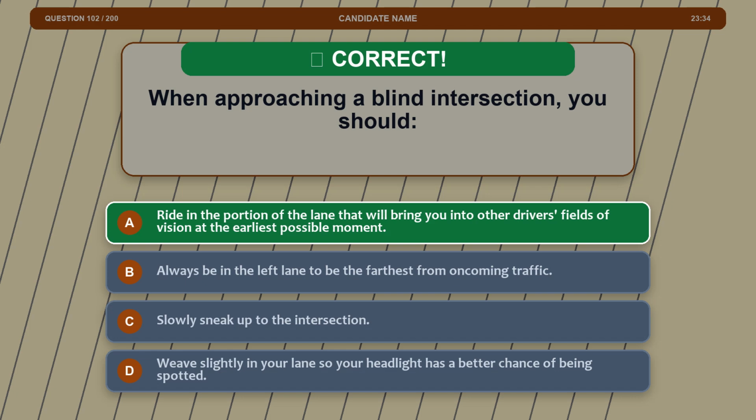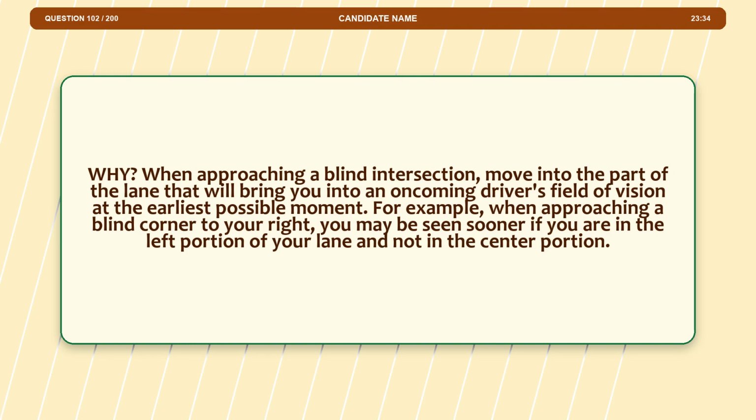The correct answer is option A, ride in the portion of the lane that will bring you into other drivers' fields of vision at the earliest possible moment. Explanation. When approaching a blind intersection, move into the part of the lane that will bring you into an oncoming driver's field of vision at the earliest possible moment. For example, when approaching a blind corner to your right, you may be seen sooner if you are in the left portion of your lane and not in the center portion.